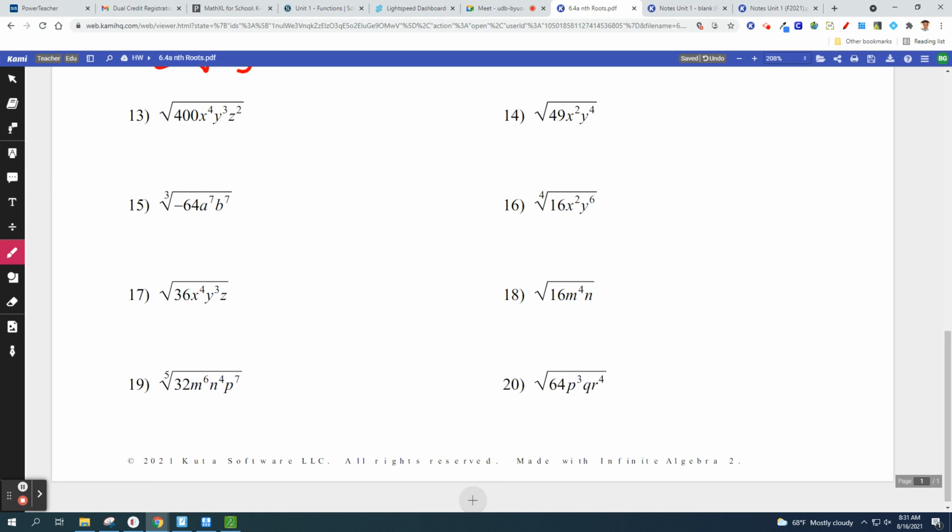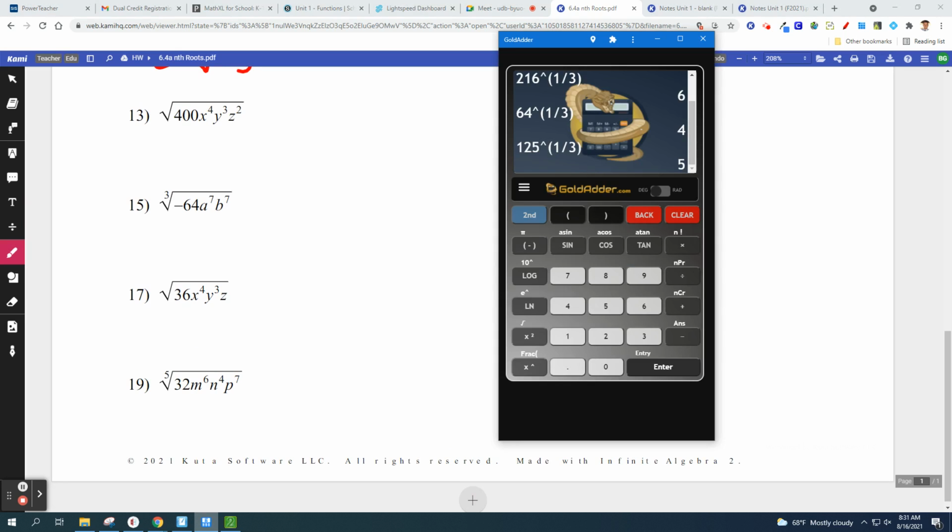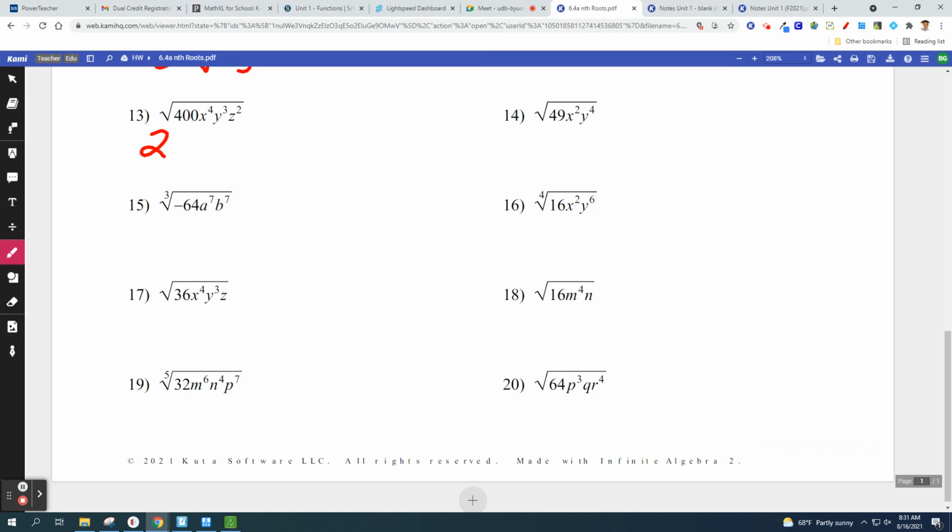Okay? Square root of 400. Maybe you don't know that one, but it's 20. Square root of 400 is 20. Or if you typed it in as 400 to the 1/2 power. Most people won't do it that way, but it's the same. It's the same thing. But that's going to be a 20.